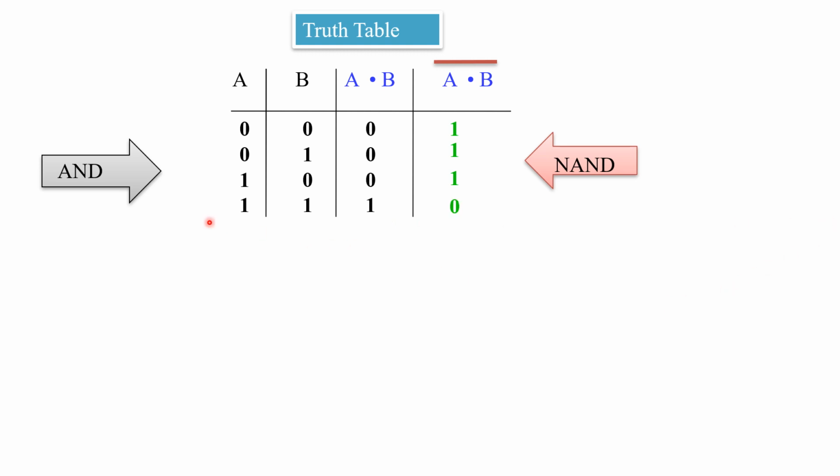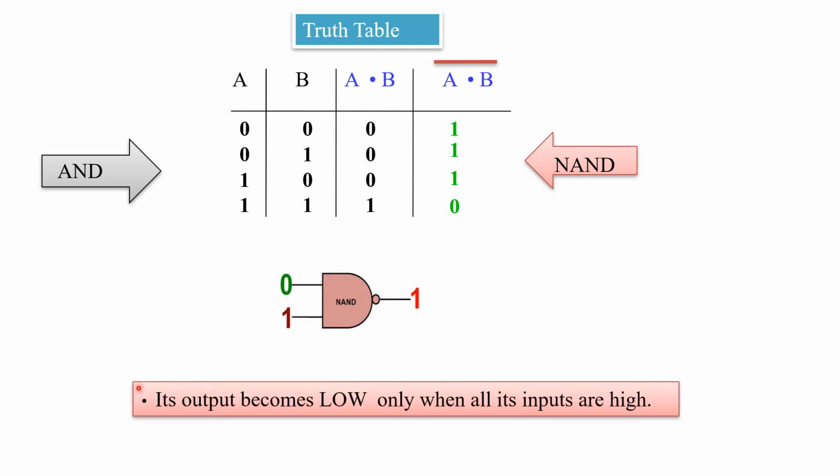So here we have seen that when both the inputs of a NAND gate are high, then the output is low. Otherwise the output is high. So let us see here the logic diagram: 11 gives 0, 00 gives 1, 01 gives 1 and 10 gives 1. So its output becomes low only when all its inputs are high. Otherwise it is 1.